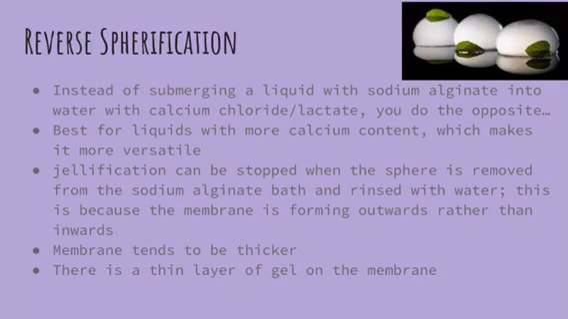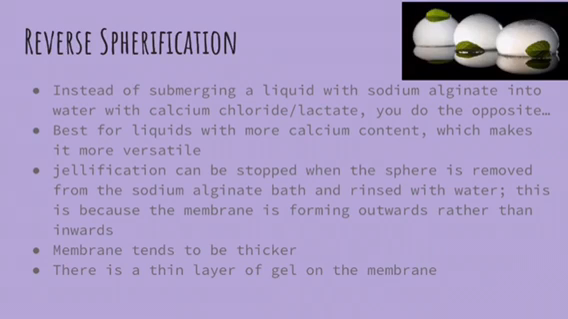So the next type of spherification is reverse spherification. Instead of submerging a liquid with sodium alginate into a calcium bath, you're basically going to do the opposite of what you would do in direct spherification. So you're going to submerge a liquid with calcium into a sodium alginate bath instead. And this actually makes it more versatile because you can use liquids with calcium, and that's something you couldn't do in direct spherification. So you can use things like milk, yogurt, or cheese.